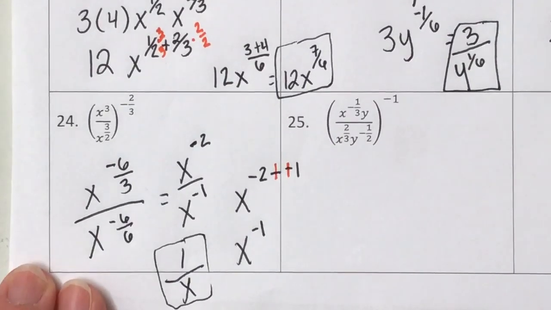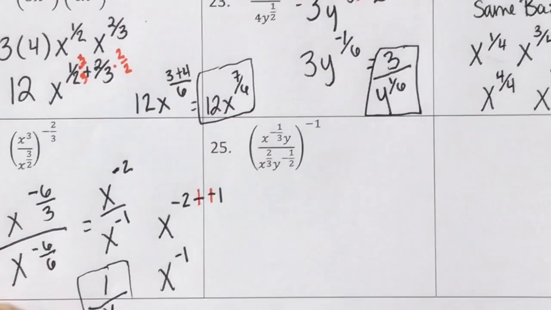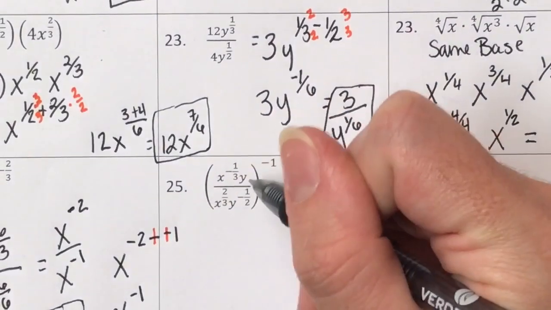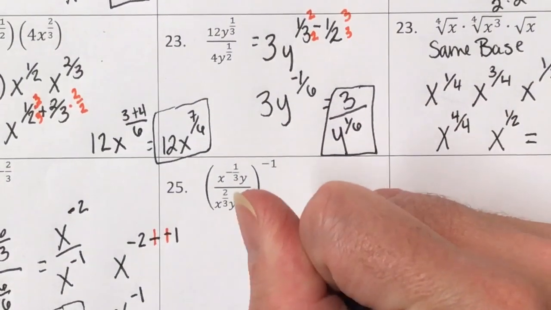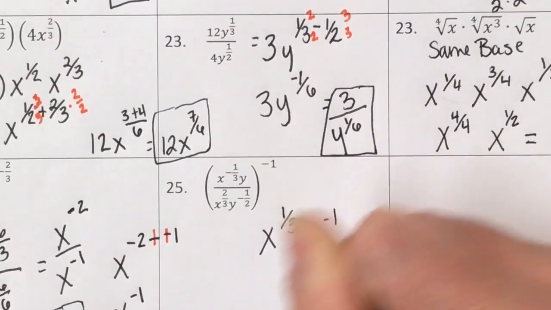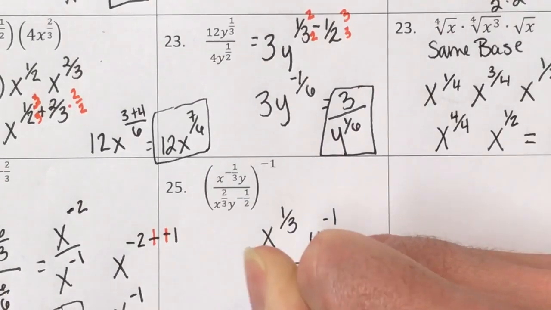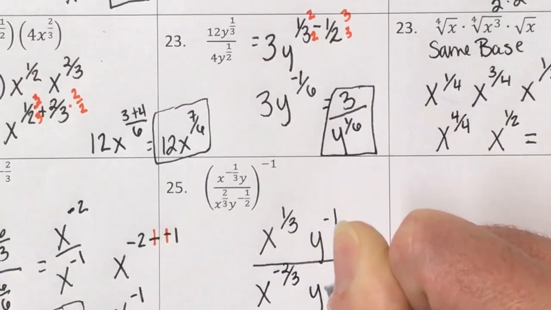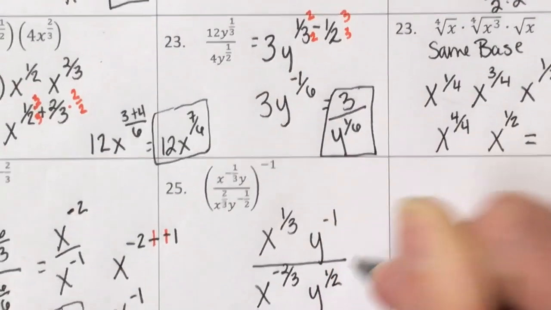Okay, and then the last one. So again, I want to start off by distributing my exponent. So distribute the negative 1 to everything, including that y. So x to the positive 1/3, y to the negative 1, x to the negative 2/3, and then y to the positive 1/2.